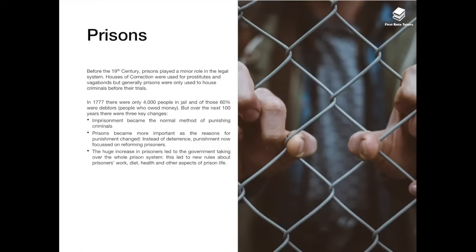But over the next 100 years, there were three major changes. Imprisonment became the normal method of punishing criminals. Prisons became more important as the reasons for punishment changed. Instead of deterrence, punishment now focused on reforming prisoners. The huge increase in prisoners led to the government taking over the whole prison system. This led to new rules about prisoners' work, diet, health, and other aspects of prison life.